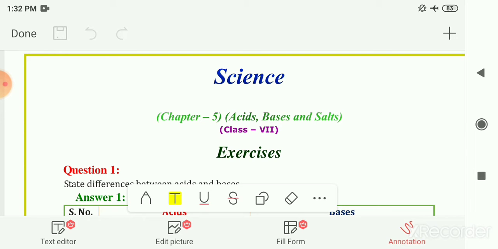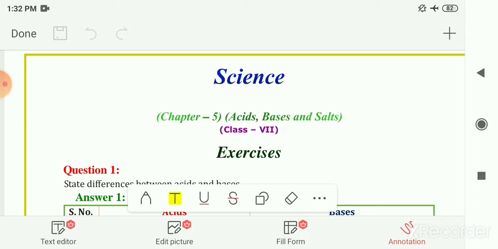In the beginning, we had seen some examples of acids and bases. We had seen that curd, lemon juice, orange juice, tamarind, vinegar, etc. are sour substances. They are natural acids and they are also organic substances. So these are some of the examples of natural acids.